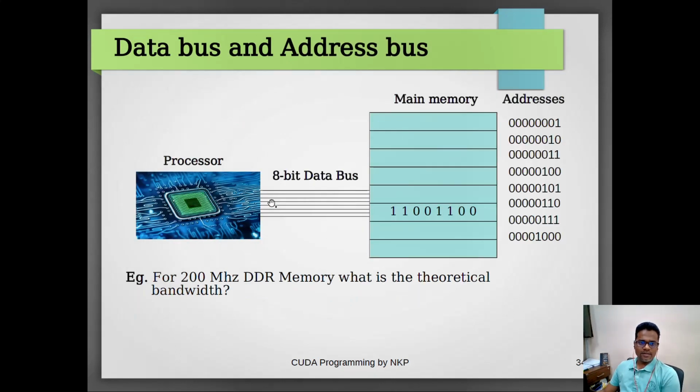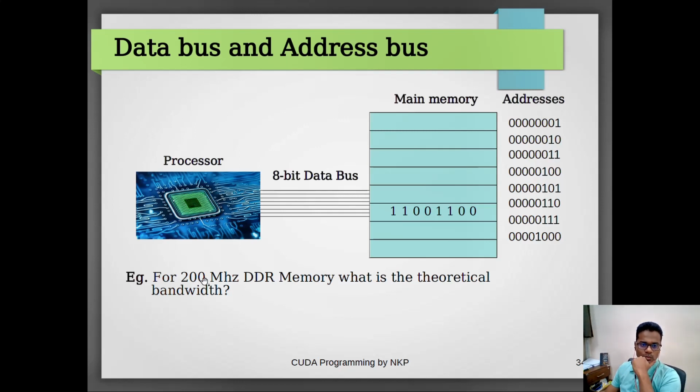Take one example here. We have one processor, here I have the data bus, and this is main memory. Memory is divided into compartments, and every compartment has a unique address. Now, if I have a 200 megahertz DDR memory, that is the rate at which data can be transferred from this main memory, what is its theoretical bandwidth?